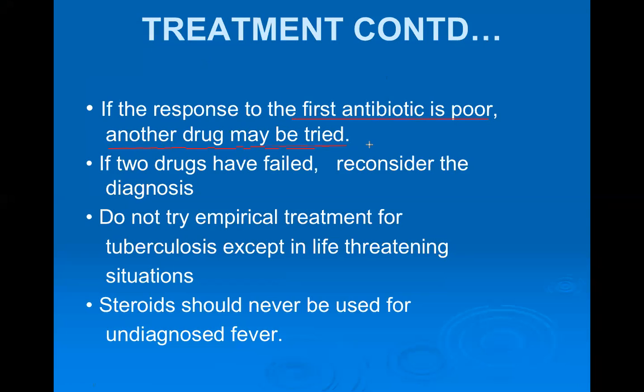Not before that. Not after 1 dose or 2 doses. We have to give a certain duration for that antibiotic to work. After 2 to 3 days, if there is still no improvement in the child, then another drug may be tried. If 2 drugs have failed, then reconsider the diagnosis. Who knows, your diagnosis may be wrong. You may be thinking in some other direction. Do not try empirical treatment for tuberculosis except in a life-threatening situation.